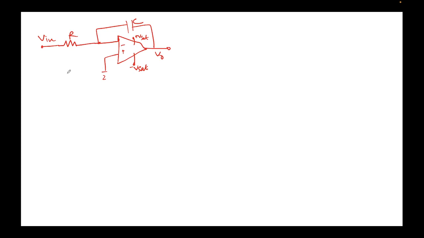This is the circuit that we have. Again, this is an ideal op-amp. This is 0. This is okay. This is the circuit for an integrator. I should say this first. This is the circuit of an integrator.